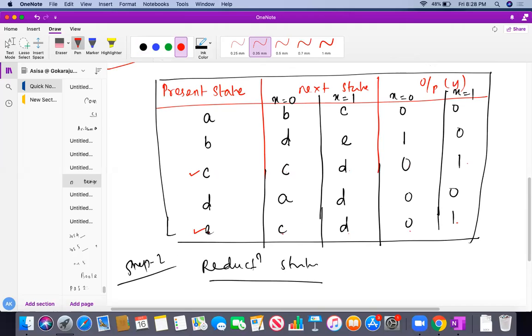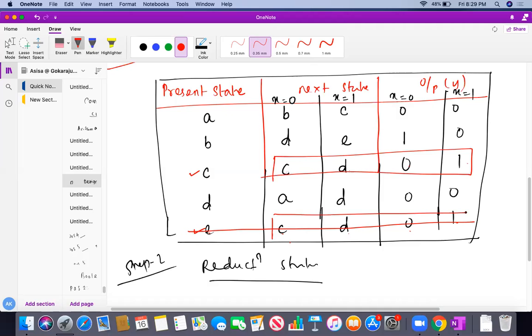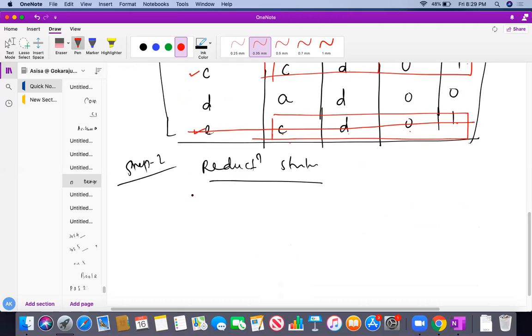For state E, the same next state and same output. For C also same next state and same output. So one of these states you can remove. How? You have checked here, for these two states, the next state and outputs are similar. So that's why state E will be reduced. State E will be removed.